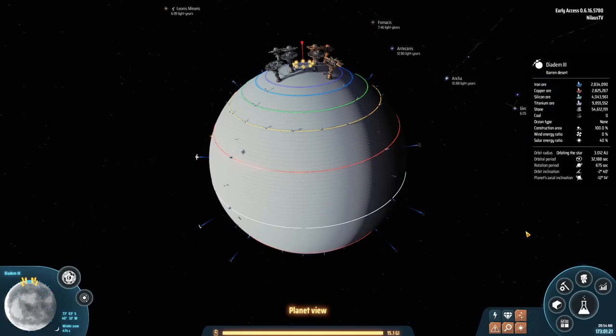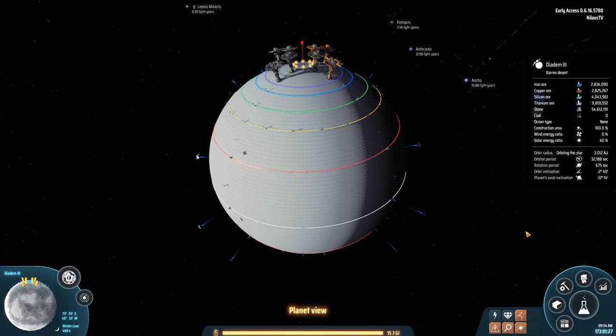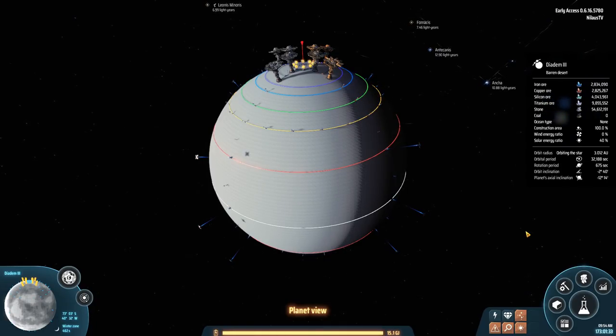My name is Niklaus, and this is a tutorial on the planetary geography and design. It sounds really boring, but it is actually super important to know and understand so that you know how best to expand to new planets, because all the planets are the same. So why not have some kind of system on how to do it?